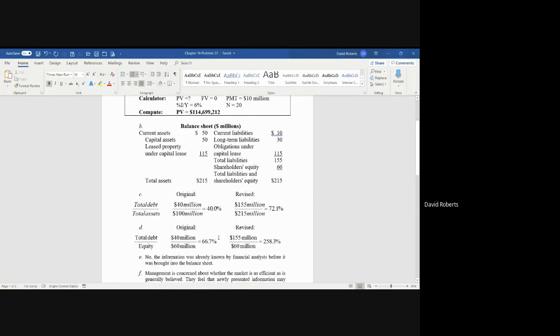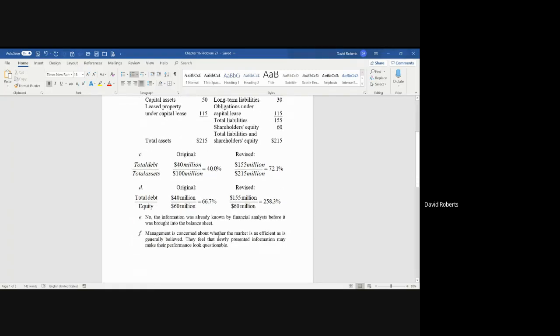So in the original information, without the capital lease, your original debt ratio, which we took in chapter number 3, was 40 million over 100, 40%. You can see that in the revised scenario, where you include the capital lease, all of a sudden your debt ratio is 72.1. And that is a very significant difference between having debt of 40 cents for every dollar of assets compared to having debt of 72 cents for every dollar of assets. So it makes your company much more risky. And it's why it needs to be included for investor purposes.